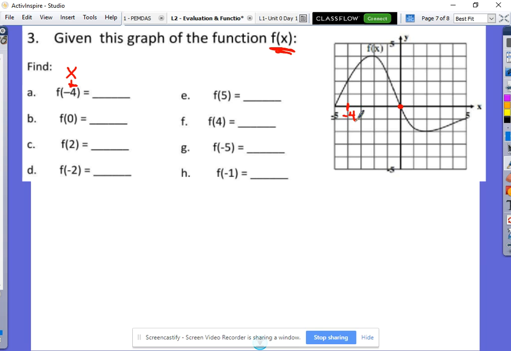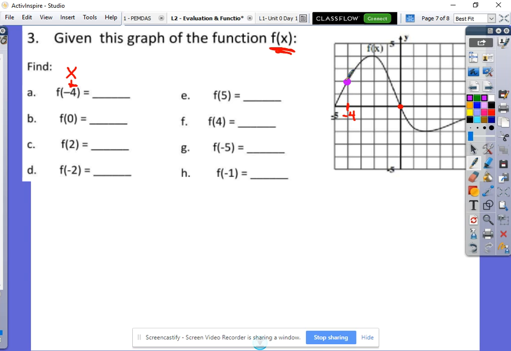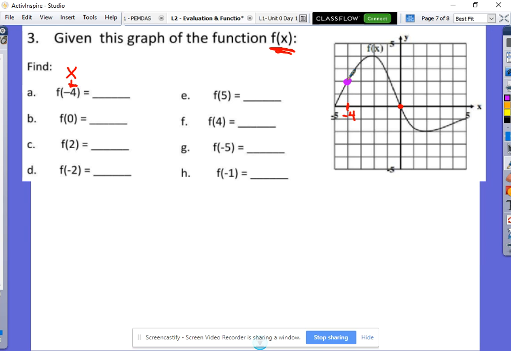So that's -4. Now, what we have to ask ourselves is, where is the actual graph? So here's the actual graph right there. That's the point we're going through. And if you notice, that's at a height of 2. See, this is 1 back here. That's 1 and 2. So that means that f of -4 is the point. Y coordinate there is 2.